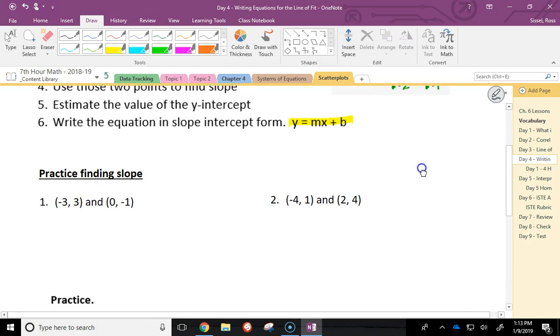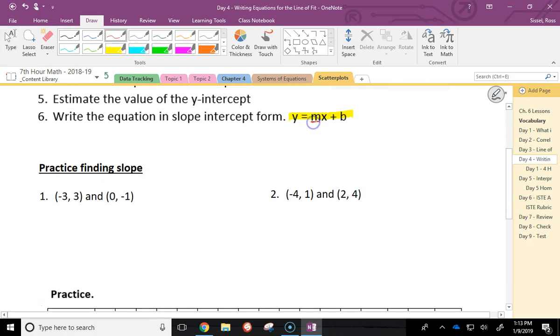The nice thing is, that is your slope, and this will be our y-intercept. So you're really only going to use 2 numbers. You're going to write y equals whatever your slope is, x, plus whatever your y-intercept is.